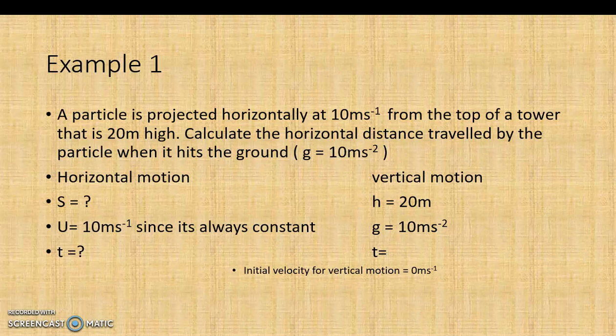Remember, we said that distance is a horizontal component and height is a vertical component. Initial velocity is always constant for horizontal motion, but for vertical motion, the initial velocity will be 0. But we said that the time is always constant for both of them. So time is constant for horizontal motion and constant for vertical motion, meaning the time for horizontal motion is also the time for vertical motion. That is why we have t in the horizontal section and t in the vertical section.